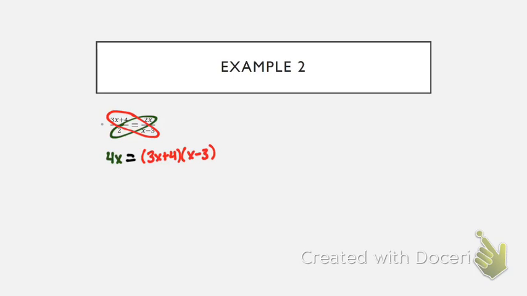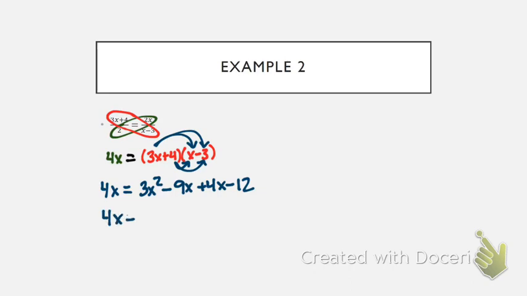So here, in order to solve this, distribution is a little tougher than what we did last time, but hopefully we're comfortable with it. We distribute, so we get 3x squared minus 9x plus 4x minus 12. And when we combine like terms in the middle, we get this. Now we have a quadratic.